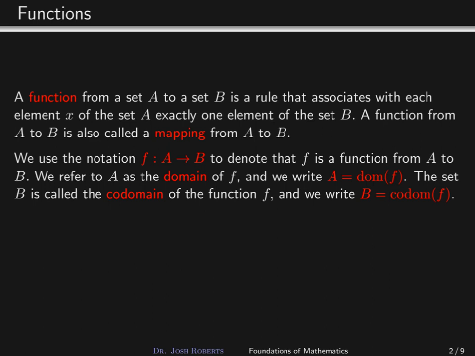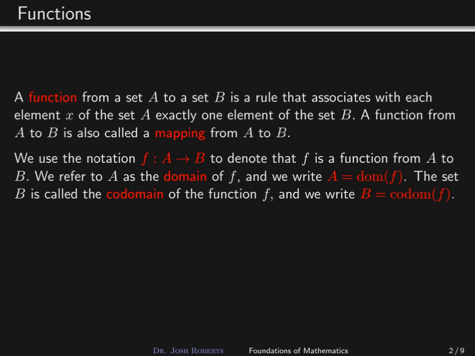Okay, now, notation. This is the notation we use to denote a function. f colon A arrow B. And the LaTeX to get this is \rightarrow. So the way we read this is: f is a function from A to B.